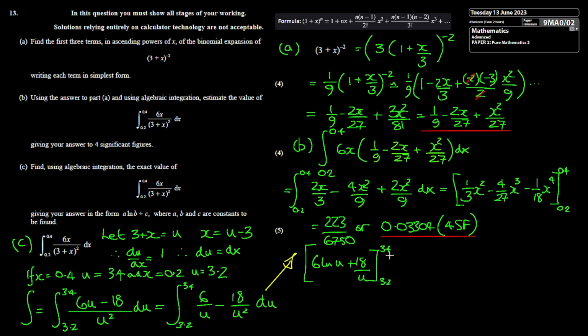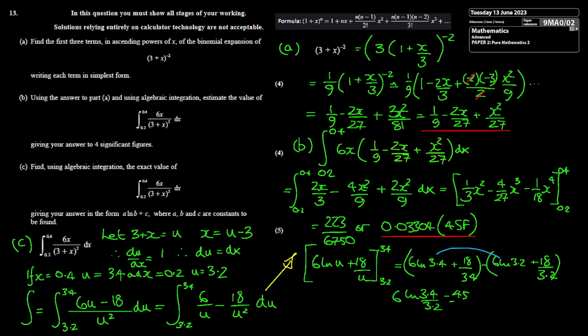So first of all, substituting 3.4 and then subtracting the substitution of 3.2, we get, subtracting logs, we can put these two log terms together. So this becomes 6 ln 3.4 divided by 3.2. Then the other two terms, if you put those into a calculator, turn into 45 divided by 136. Oh yes, we could multiply these two guys up to 17 over 16 if you wanted integers there as well. But that's a perfectly good answer.